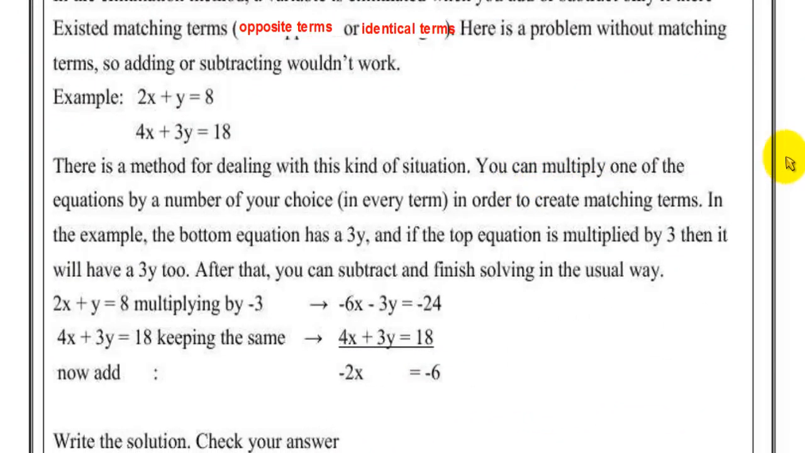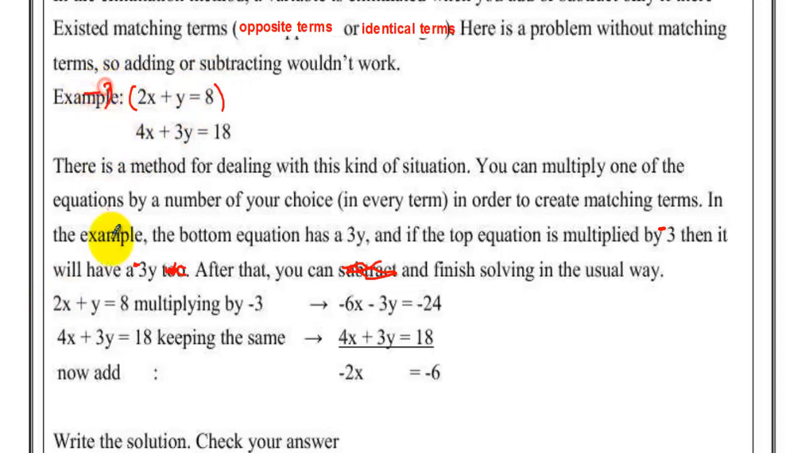We can multiply one of the equations by a number of our choice so that we'll be able to create matching terms. In this example, the bottom equation has a 3y. If the top equation is multiplied by negative 3, then the first equation will have a negative 3y. After that, once we add, we'll be able to solve for one of the variables. So let's try that.